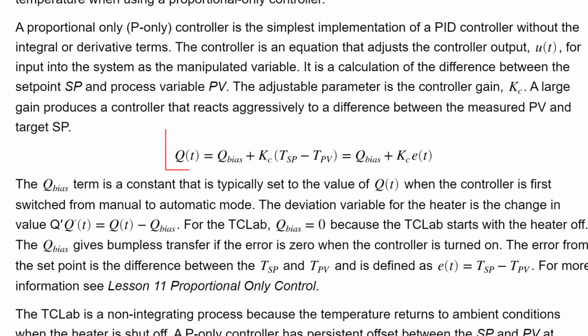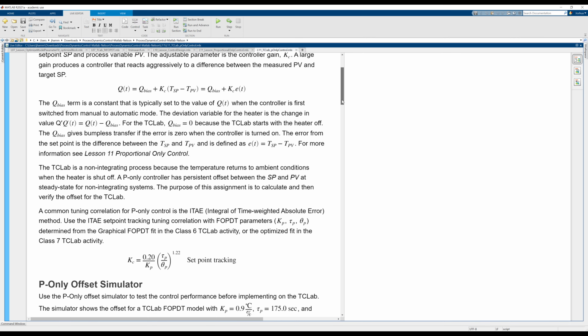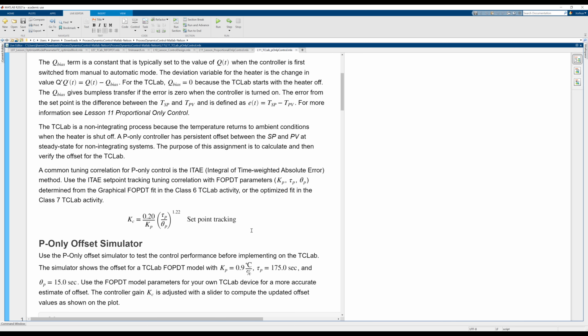The heater setting is going to equal the Q bias plus a constant Kc times the error, or the difference between our set point and where we are. You can see really quickly our tuning correlation, the ITAE tuning correlation for our Kc constant.